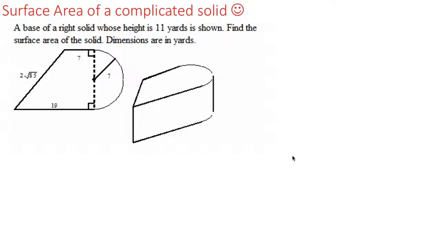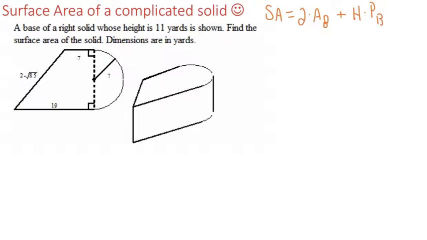This is a slightly more complicated solid. So you can see the area of the base here is a trapezoid plus a semicircle. So the same formula is going to apply. Surface area equals 2 times the area of the base plus the height of the solid times the perimeter of the base.